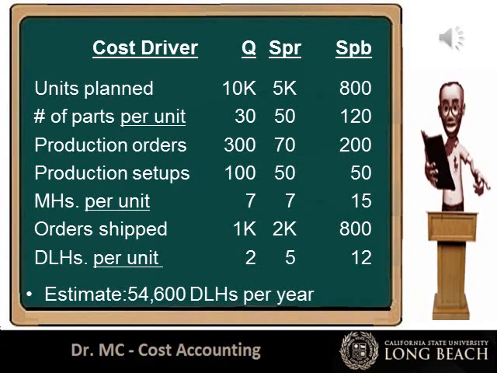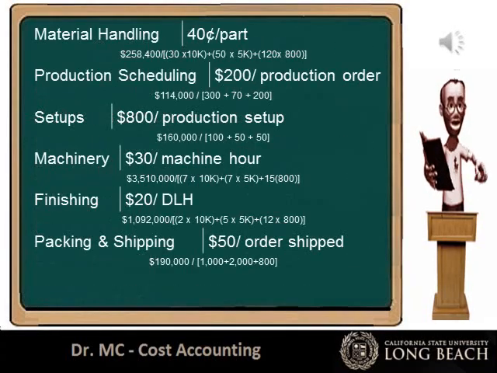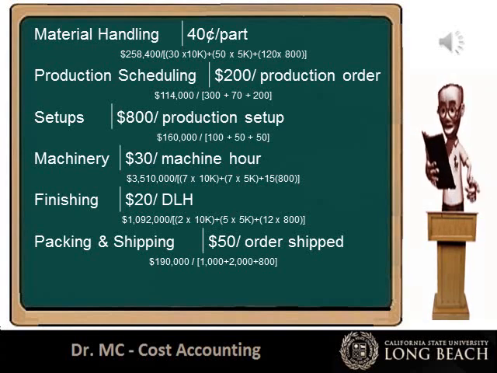The total number of direct labor hours needed to make all of the units produced by the firm is 54,600 direct labor hours. You now use the information provided to calculate the application rates for each activity. You need to divide the estimated cost of each activity by the estimated driver for that activity.